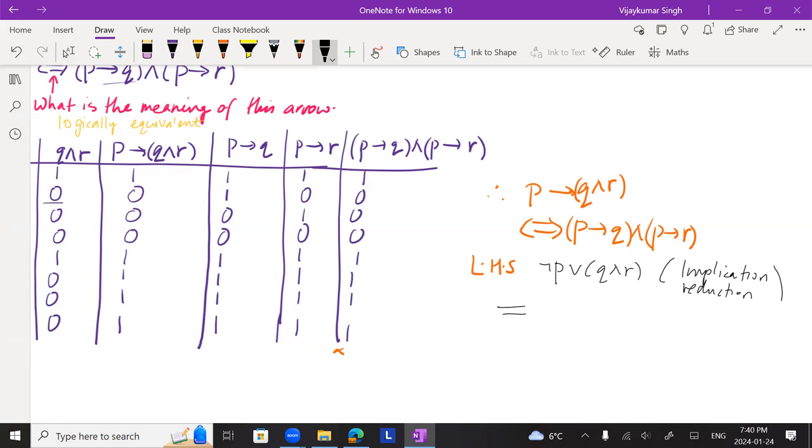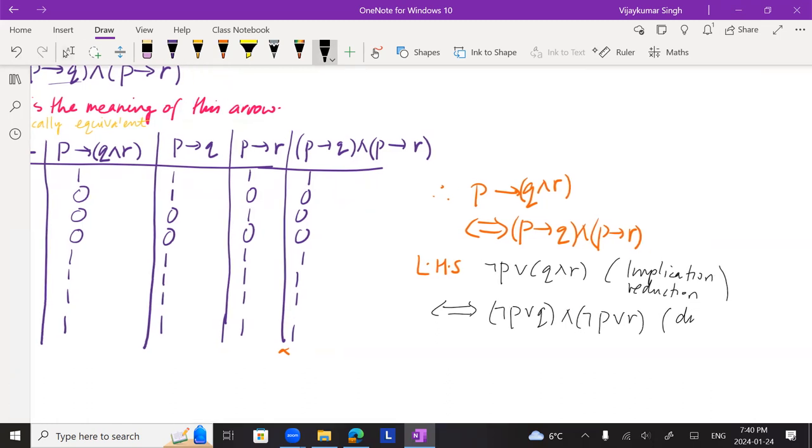And then this is equivalent to the next statement. Every time you go to the next line, you should use this equivalence sign. Now we are going to distribute it. So (negative P or Q) and (negative P or R). And the reason for that is distributivity.